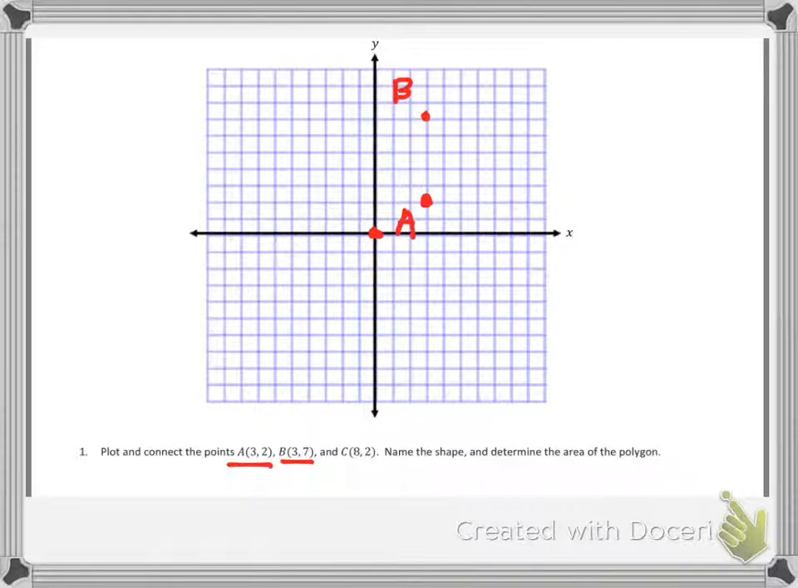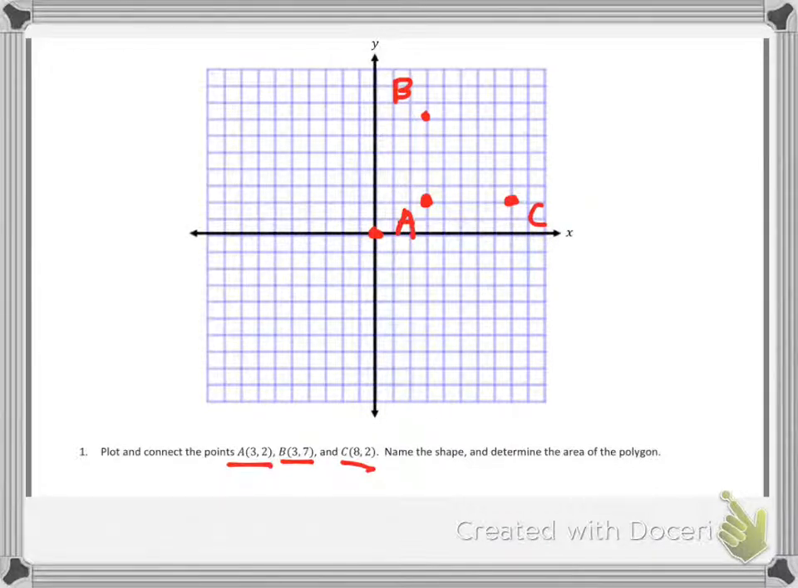And then lastly, we have point C, which is 8 units to the right and 2 up. So I'm going to count 8 units to the right. 1, 2, 3, 4, 5, 6, 7, 8 goes right there. That's 8 units to the right, and then 2 units up. That's where my point goes. Point goes right there. That's point C.